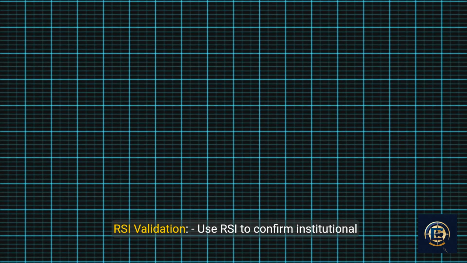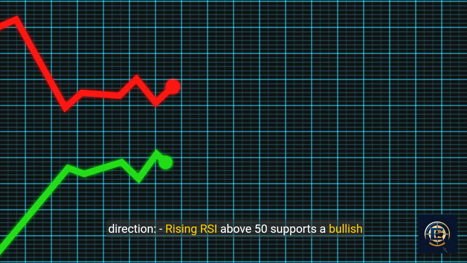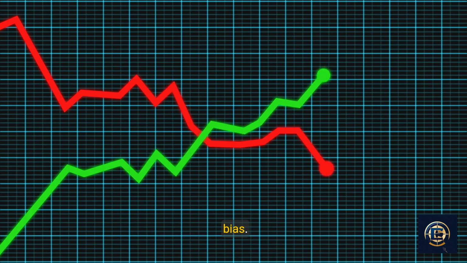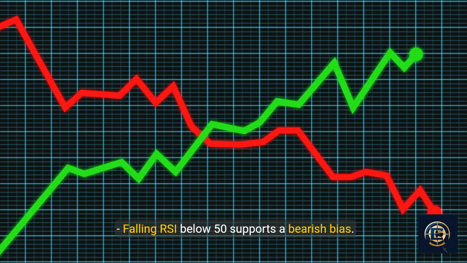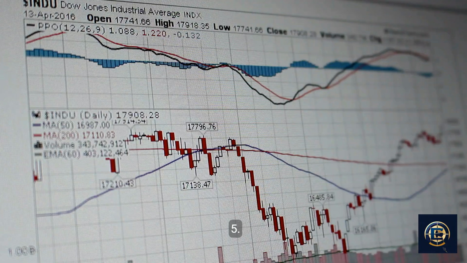4. RSI validation. Use RSI to confirm institutional direction. Rising RSI above 50 supports a bullish bias. Falling RSI below 50 supports a bearish bias. 5.